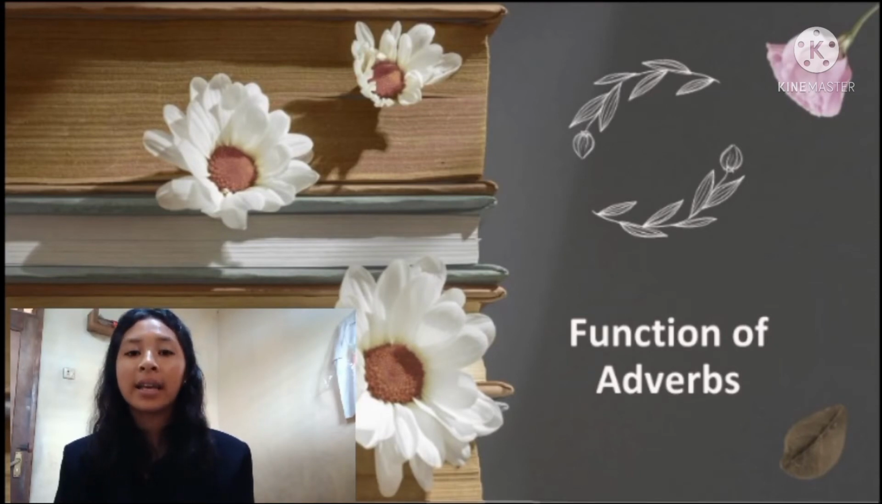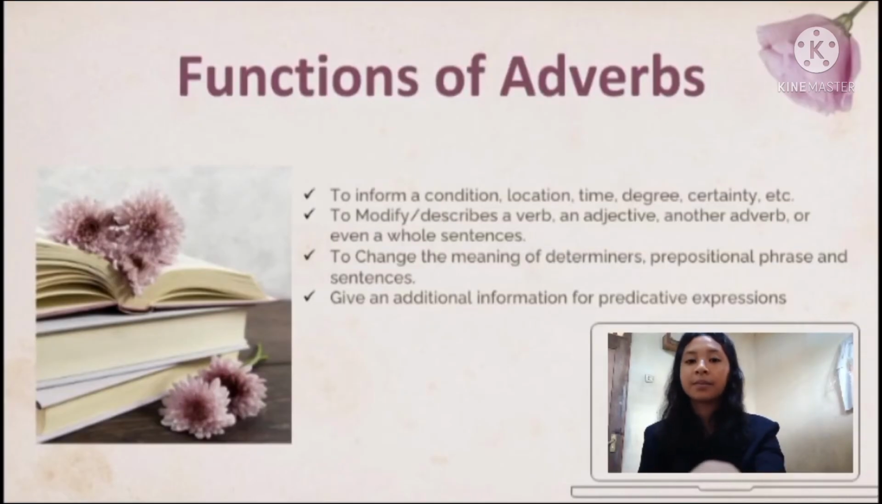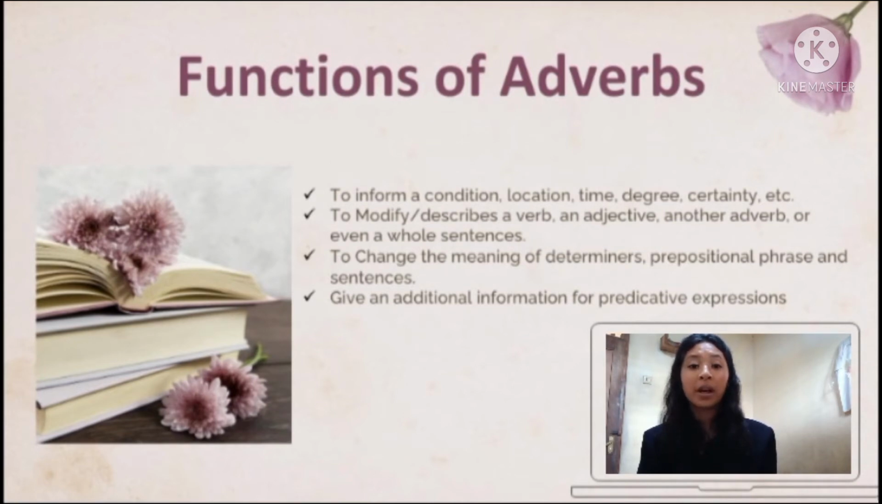Well, the next material is the function of adverbs. There are 4 functions of adverbs in general. The first is to inform a condition, location, time, degree, certainty, and so on. Second, to modify or describe a verb, an adjective, another adverb, or even a whole sentence. The third is to change the meaning of determiners, prepositional phrases, and sentences. And the last is to give additional information for predicative expressions.